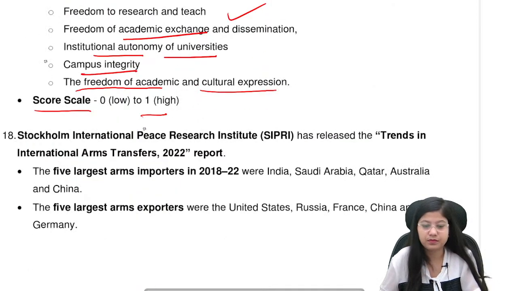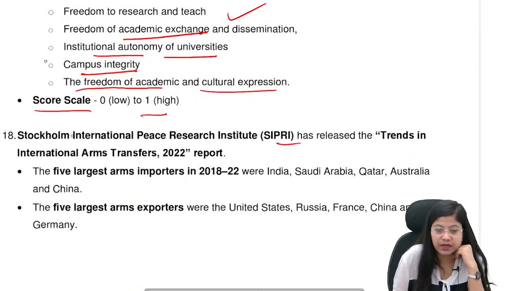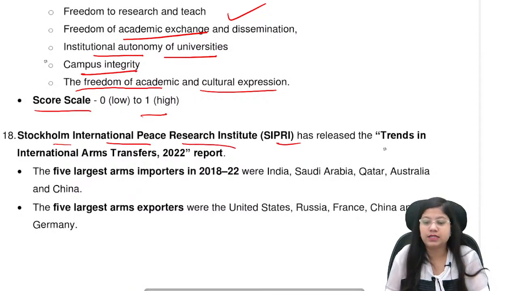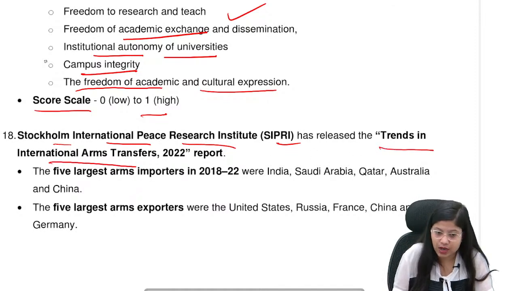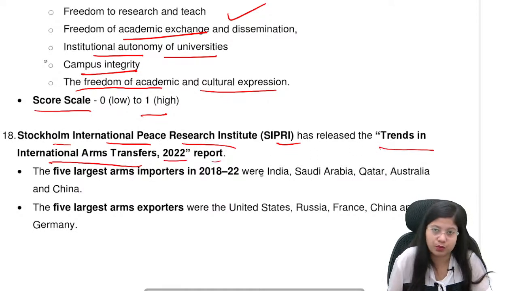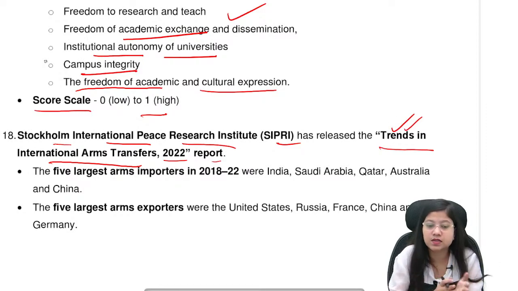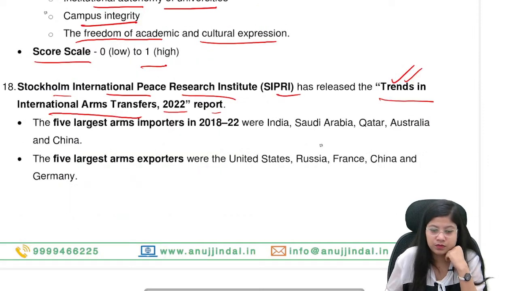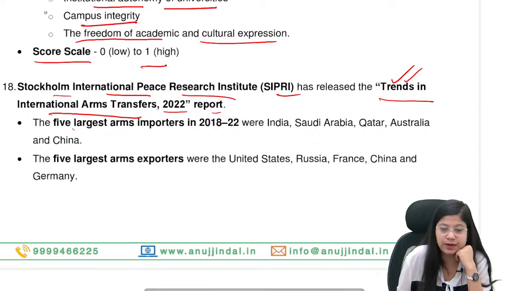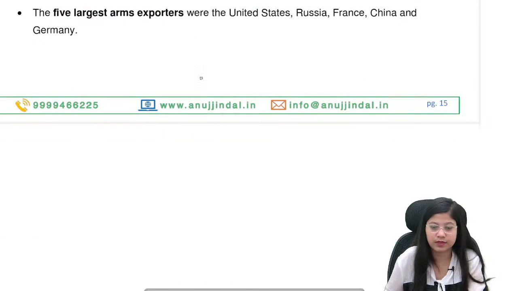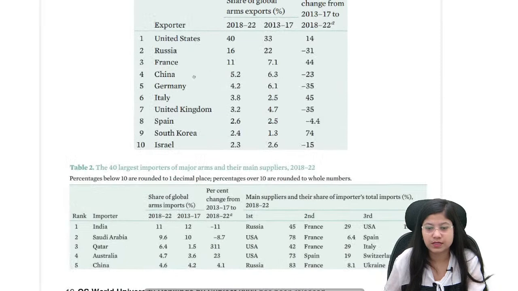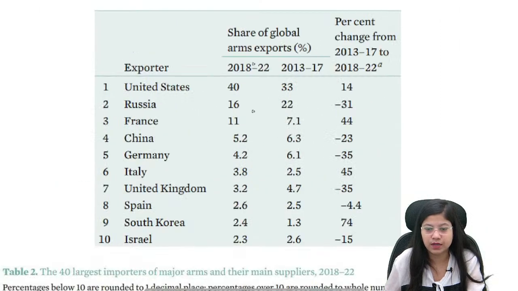Okay. Next is SIPRI, that is the Stockholm International Peace Research Institute, which has released the Trends in International Arms Transfers 2022 report. So you already know this fact that SIPRI releases such reports. Now, the 5 largest arms importers. Let me show you this through the picture only. So firstly, this is the data of the exporters.